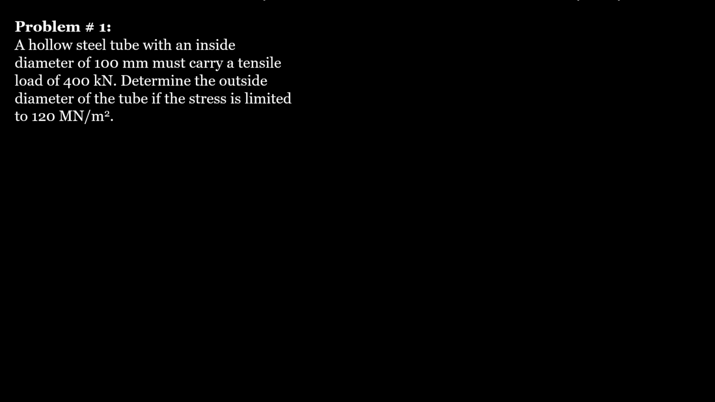First and foremost, allow me to read the problem first. A hollow steel tube with an inside diameter of 100 millimeters must carry a tensile load of 400 kilonewtons. In this situation, we need to determine the outside diameter of the tube if the stress is limited to 120 meganewton per square meter. And this is our illustration.